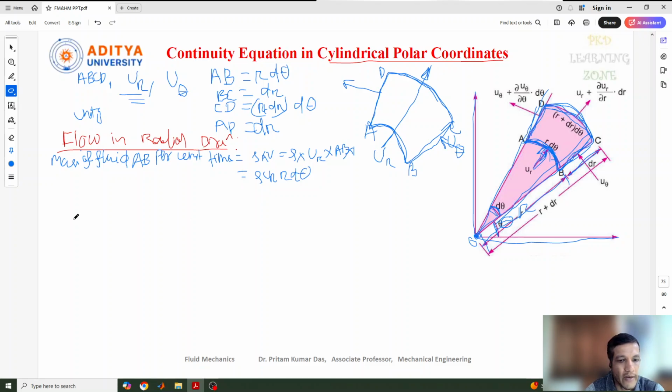Similarly, we need to find out again for the CD surface, because the mass of fluid entering will be relieved at this outer zone.